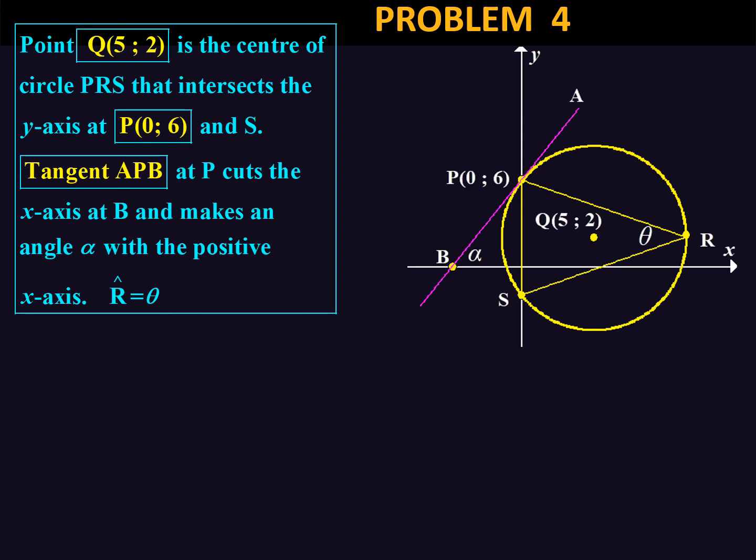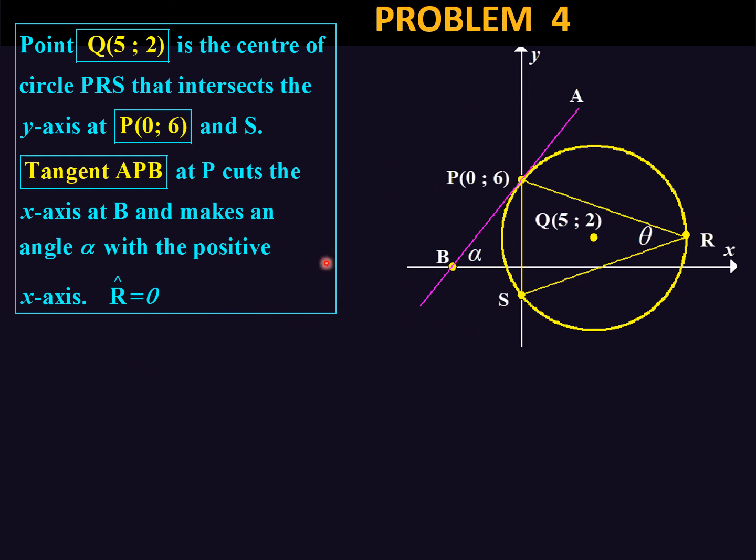Now let's look at problem 4. There we've got the given information, and that's the diagram. So again, as usual, read Q52. So there's point Q, and that's the center of the circle, right? And the circle is PRS, so that's the name of the circle. And P is a point on the y-axis, 0 and 6. We have that. APB is a tangent, that's that purple line there. P cuts the x-axis at point B, so that's the x-intercept. And we've got an angle of alpha there with the tangent, and angle R is theta, right?